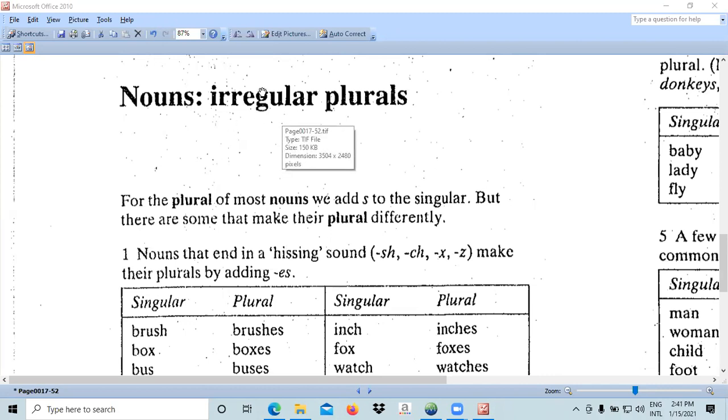Then we can write this topic. Nouns, irregular plurals.